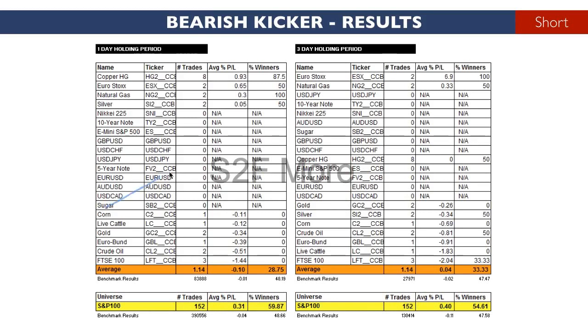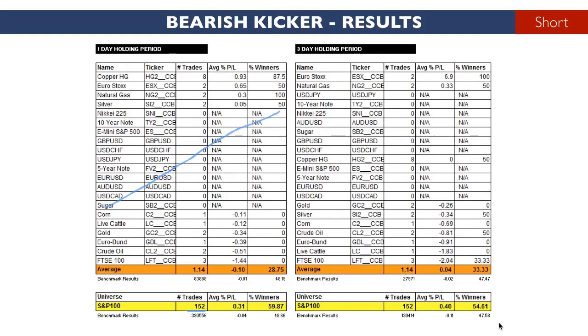You can see that the pattern didn't occur for any of these 11 markets during our 16-year period, and we only recorded 152 bearish kicker signals in our stock universe during that time frame. Because of this, I don't think we can really draw too many conclusions from these results, which is a shame because we have some good results here, especially in stocks.